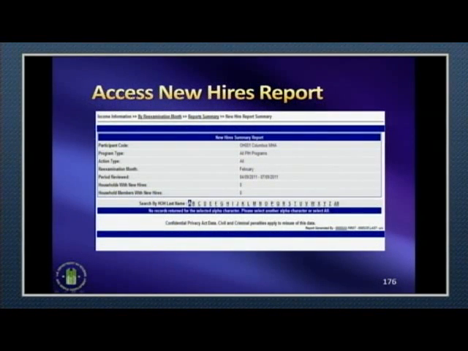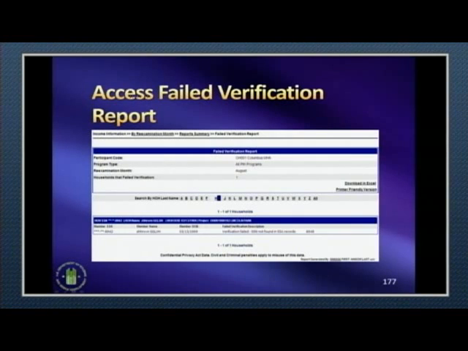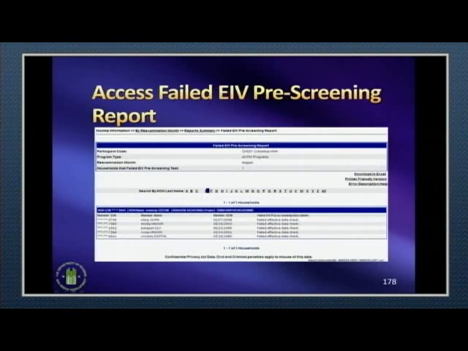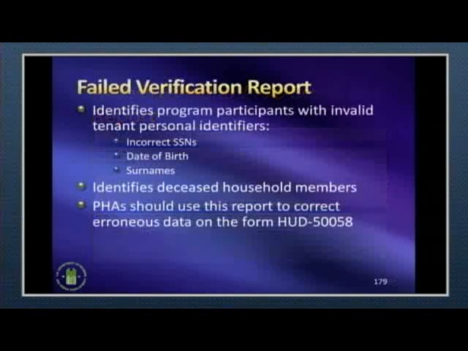And then also you have access to the new hires report when you do by reexamination month. Notice here again, you'll just simply click to see what you want to see. In this case, there are no new hires. Here's your failed verification report from the summary report list. Here's your failed EIV pre-screening report from the report summary list.